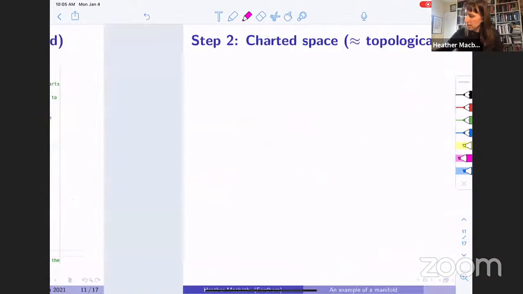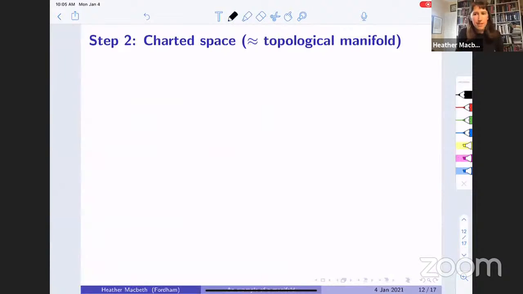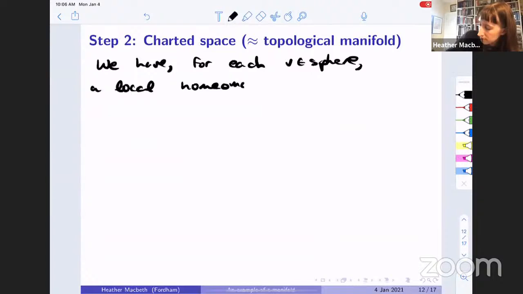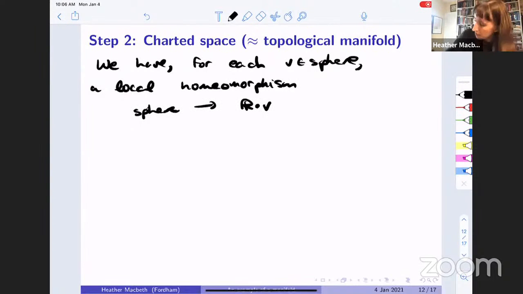So let me point out something about these local homeomorphisms that I created. Namely, that for each V in the sphere, we have a local homeomorphism from the sphere to the orthogonal complement of that vector.